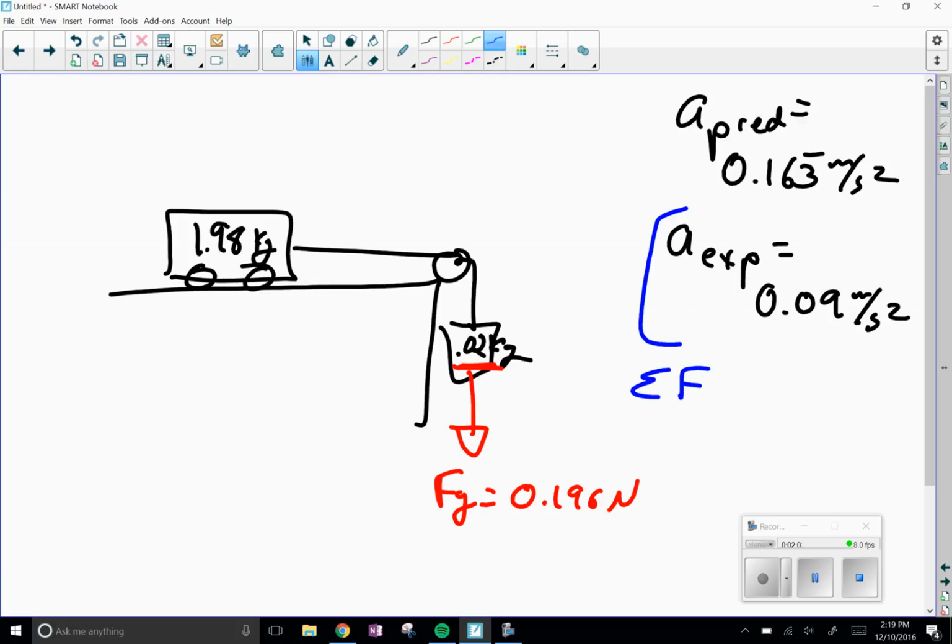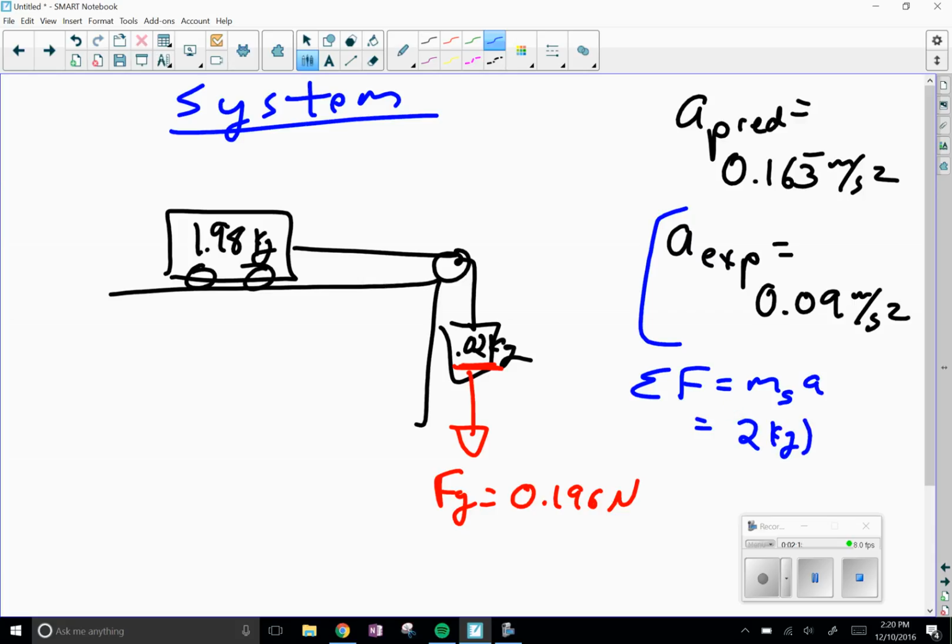Notice everything I'm looking at here is for the system. So my net force should be the mass of the system times the acceleration. The mass of this system in this example is 2 kilograms. The experimental acceleration is 0.09 meters per second squared. And so our net force, if you multiply this, is 0.18 newtons. But then the question is, wait a minute, if I've got 0.196 newtons pulling it forward, then why is my net force only 0.18 newtons?